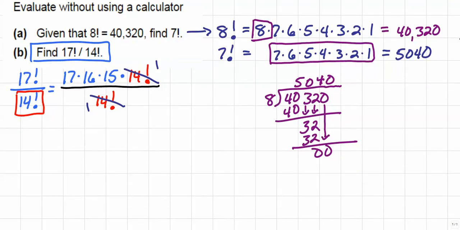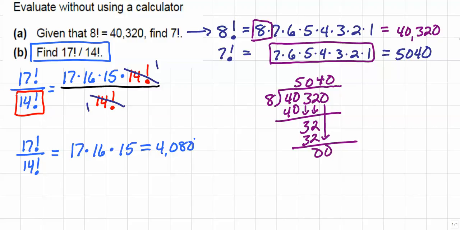And so therefore I end up with the fact that 17 factorial divided by 14 factorial is simply equal to 17 times 16 times 15. And I will go ahead and multiply that out using long multiplication, and that will be equal to 4,080. And I have finished this problem.